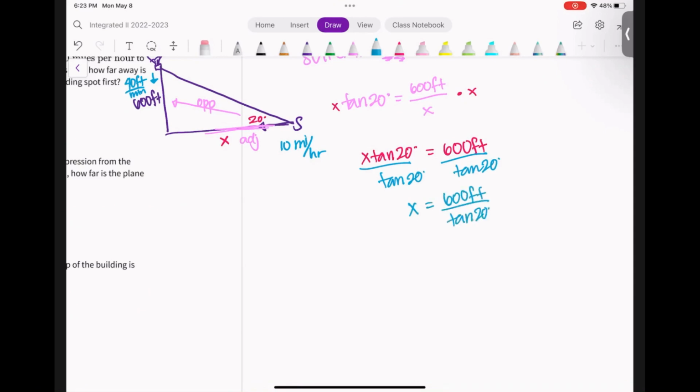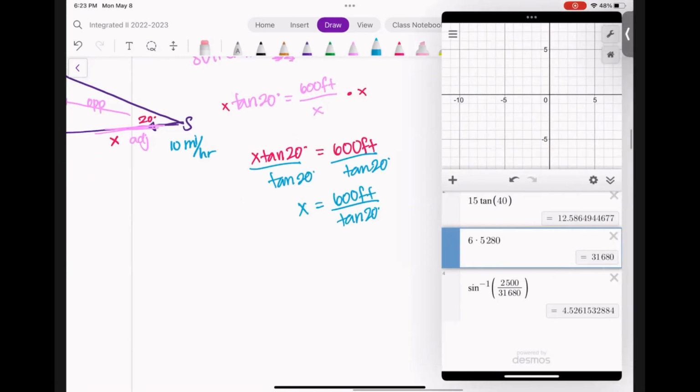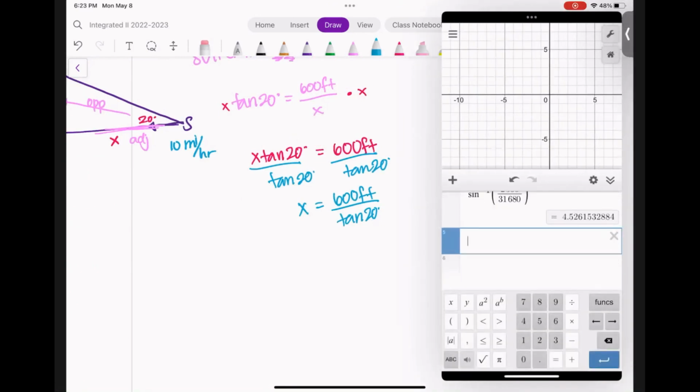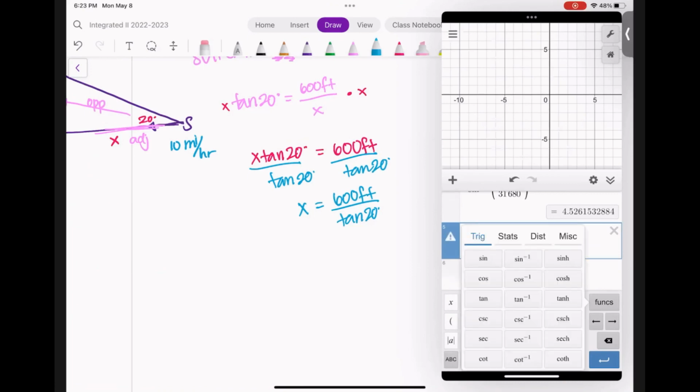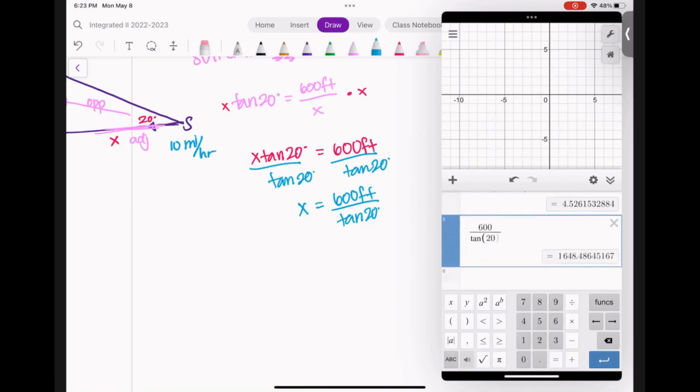And some of you are like, Miss Johnson, you can divide by tangent 20? Yes, it's just a number. Don't treat them any differently, right? So I'm going to go in here and go 600 divided by tangent of 20. And I get 1,648.5 feet.